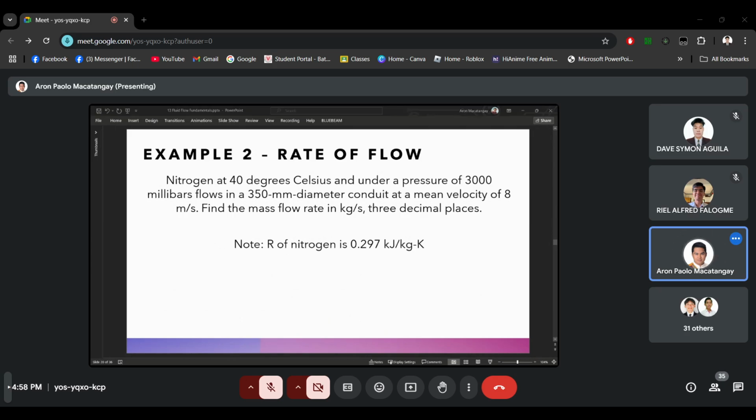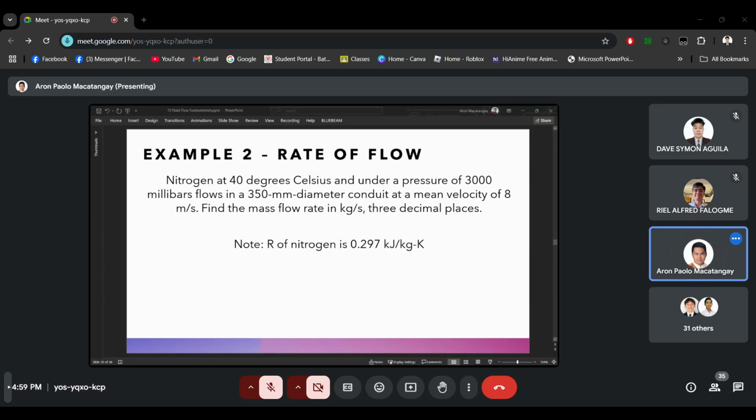Example number 2 naman is if we are able to do it for liquids, we should be able to do it also for gases. However, for gases, again, we have a challenge because the density of gases is not fixed or changes depending on the temperature and pressure. So because of this, if you have a gas as your fluid, you have to go through the ideal gas law equation to determine the effective density of the gas, which is something that we already discussed during the first part of the semester.